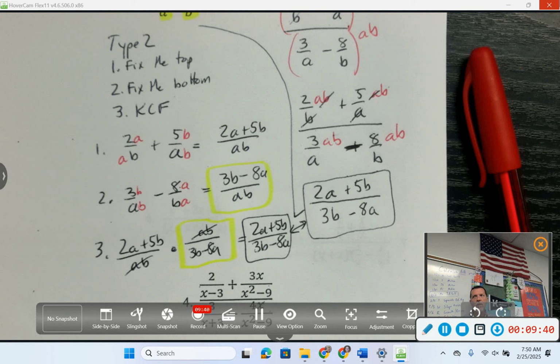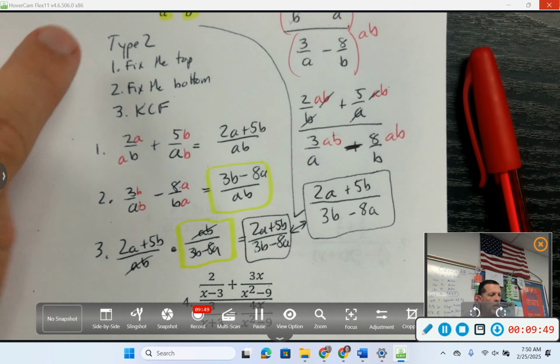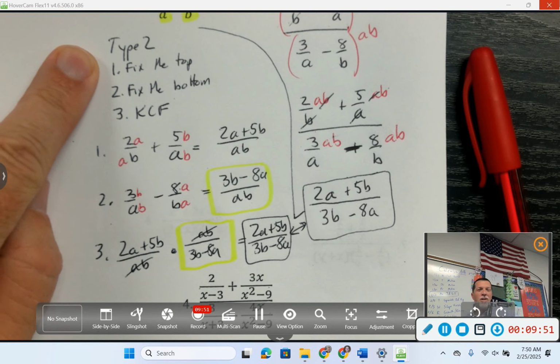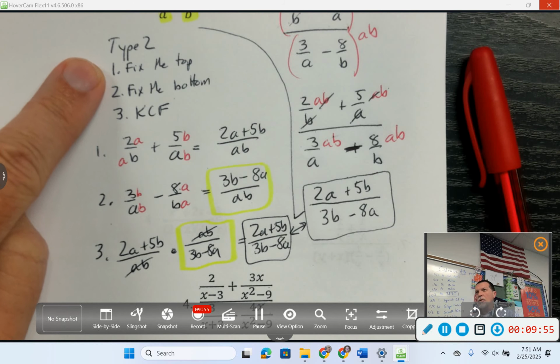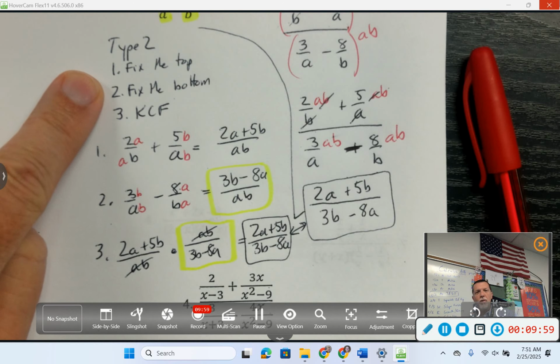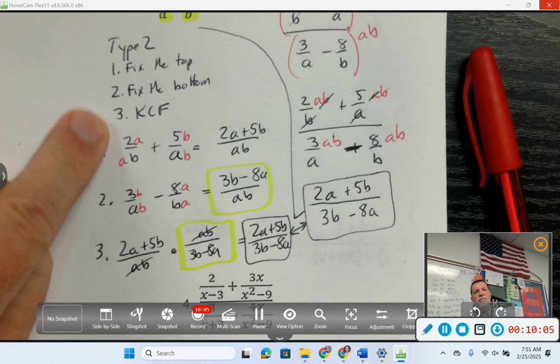So, method 1, quicker, if you can find the common denominator and if you can multiply and cancel correctly. Method 2, a little bit slower, but definitely more process, algorithm, method. If you're worried you're going to make a mistake, probably type 2 is the way to go, because you do the same thing every time. Add the top, add the bottom, keep it, change it, flip it.